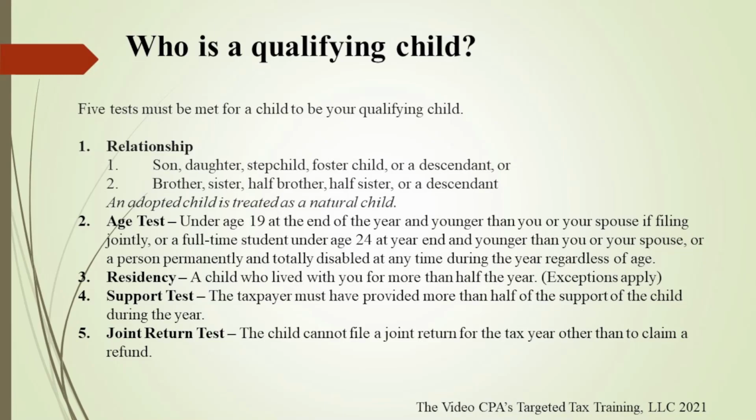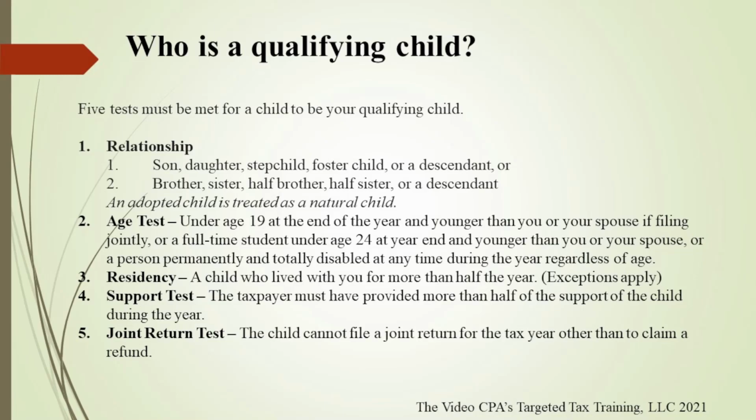Then the 4th rule is a support test. The taxpayer, or you in this case, have to have provided more than half the support of the child during the year. Now this one's a little stickier, and we'll talk about it a little bit more near the end of this video, because in order to figure out whether you've paid half the support, you need to figure out what the total support was. So we'll talk about that.